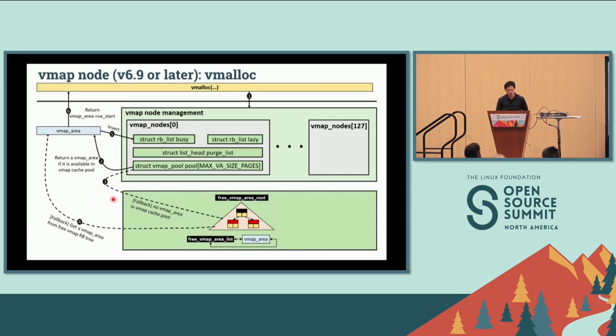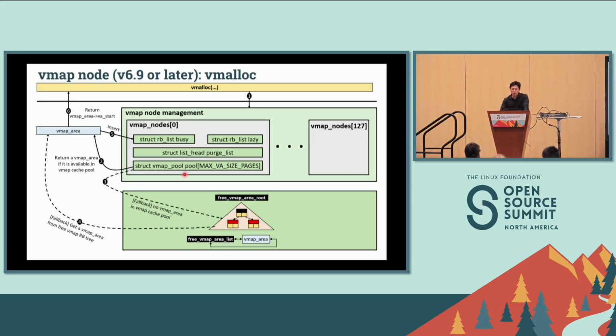And this slide shows how the Vmalloc works. Each node structure manages a cache pool, like I mentioned earlier, and you can think of this pool as a fast-path allocation. So if there are available entries in this cache pool, the allocator returns the request immediately. No need for expensive tree traversal and global lock acquisition.